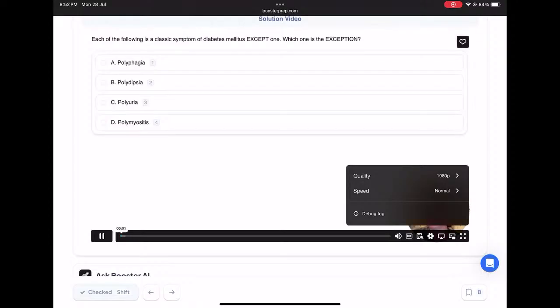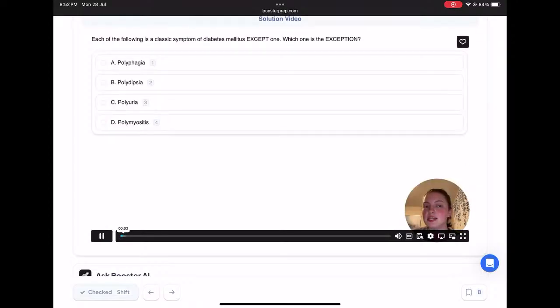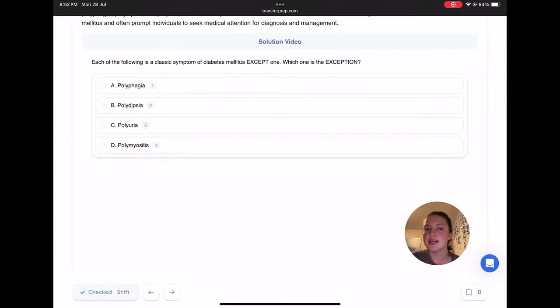This question is asking: each of the following is a classic symptom of diabetes mellitus except one. Which one is the exception? Polyphagia, polydipsia, polyuria, or polymyositis? Now this is a great question, as the 3 P's of diabetes are really important symptoms to be aware of, and all these answer choices start with P, they all start with poly, they all sound really similar, so we want to make sure we know these.